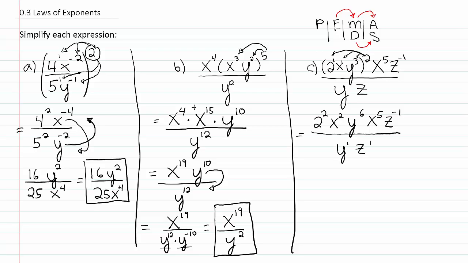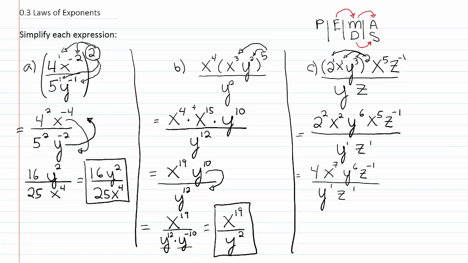All right, with that, we're going to begin to essentially combine things that have a common base. So the 2 squared is simply 4. The x squared on top with the x to the 5th are going to multiply. We're going to keep the common base and add the exponents to get x to the 7th. Then we'll have y to the 6th, z to the negative 1 power, all over again, y to the 1 and z to the 1 power.